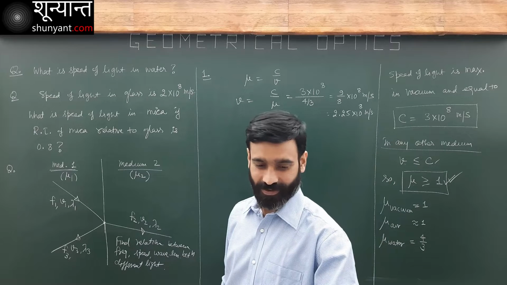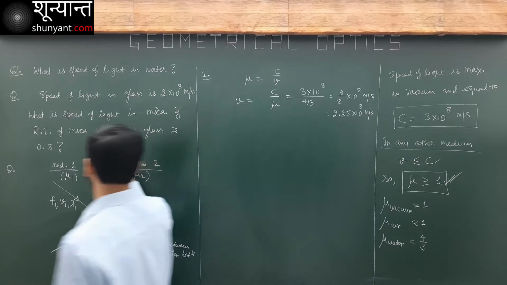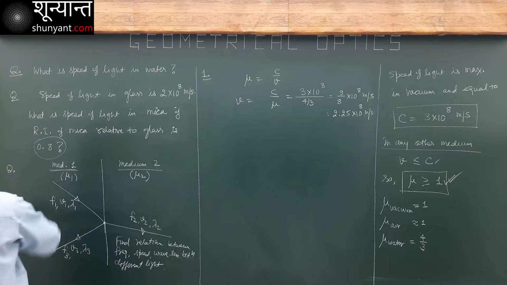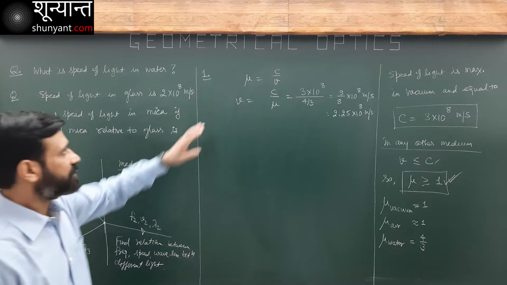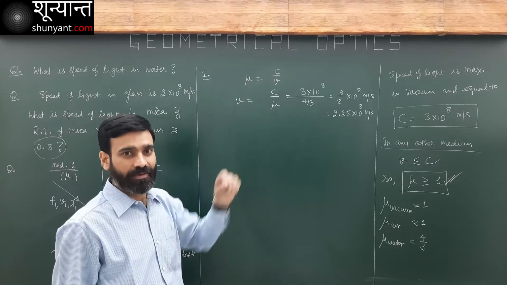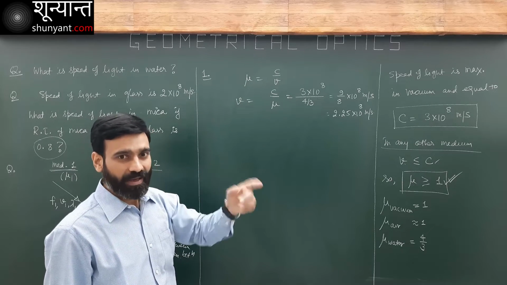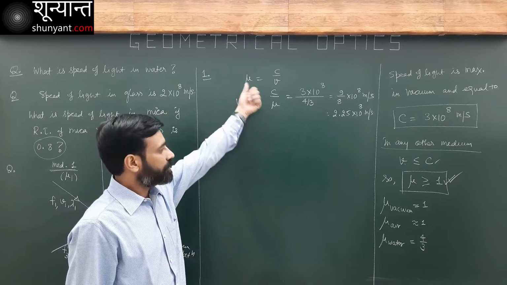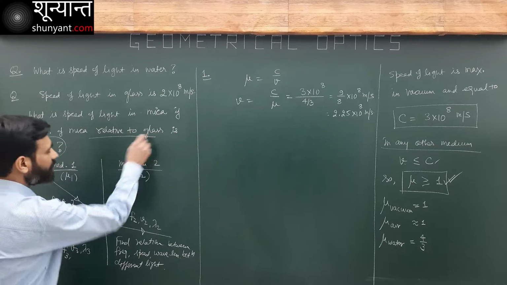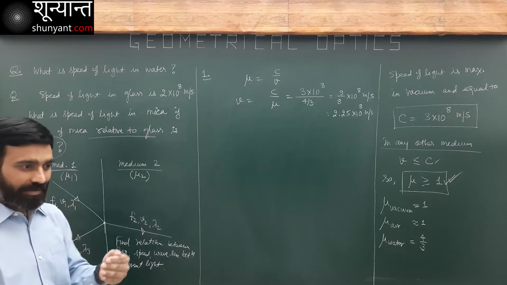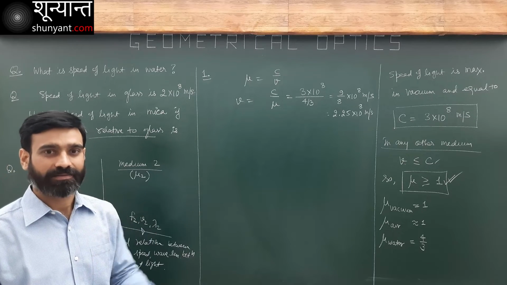Is this some kind of mistake? Is this a mistake here? I am writing it as 0.8. Can a medium have 0.8 refractive index? No, that is not possible. This is known as absolute refractive index. With respect to vacuum, this is always going to be more than 1. Here, this is a relative refractive index. Refractive index relative to glass.